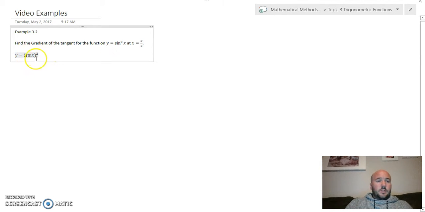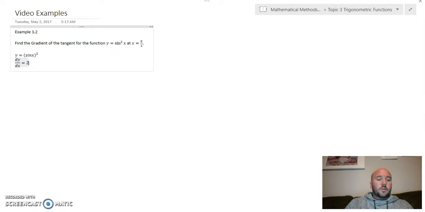When we look at it in this form, it may be a bit easier to see that we're using again the chain rule. So the sine of x is our function inside the brackets to the power of 2. So when we want to derive that and find what dy on dx is equal to, we bring the 2 to the front and we keep sine of x as our function in the brackets, but then we multiply by the derivative of the brackets. So the derivative of sine is cosine.